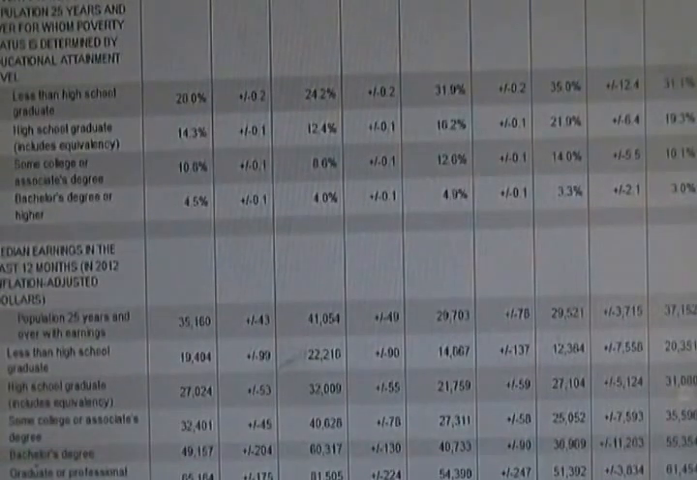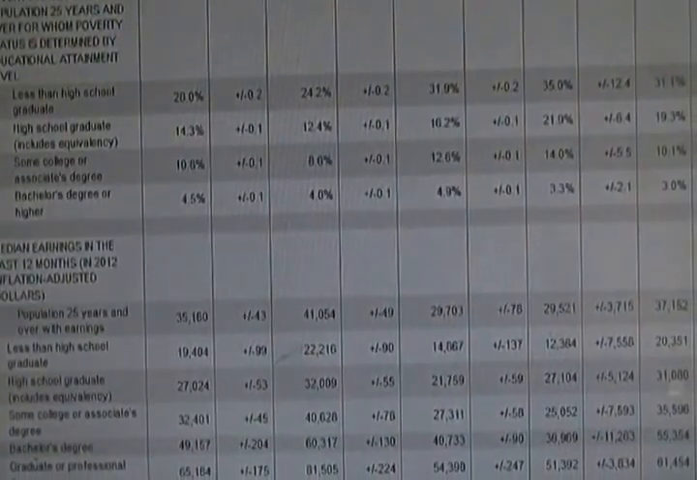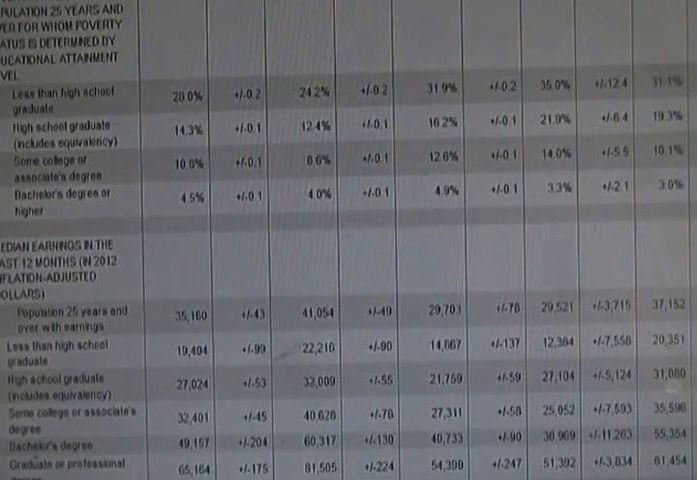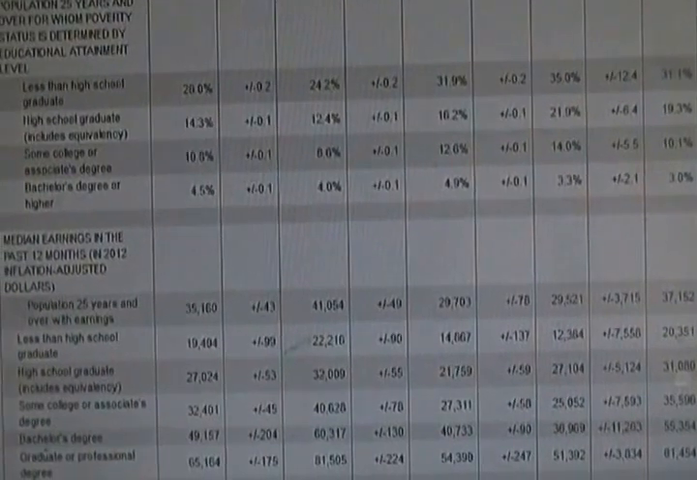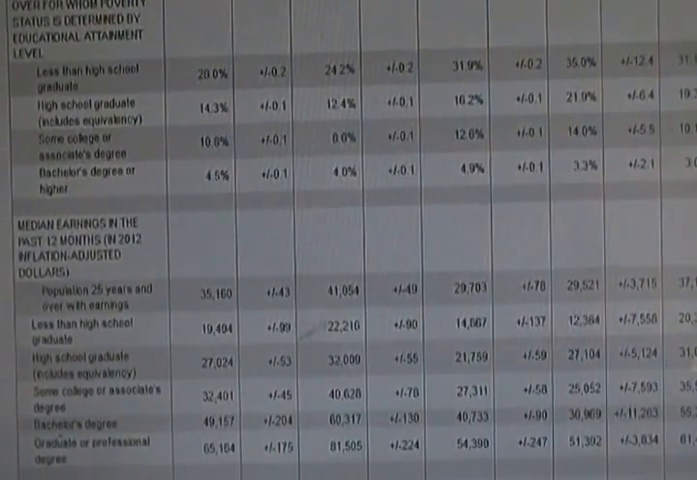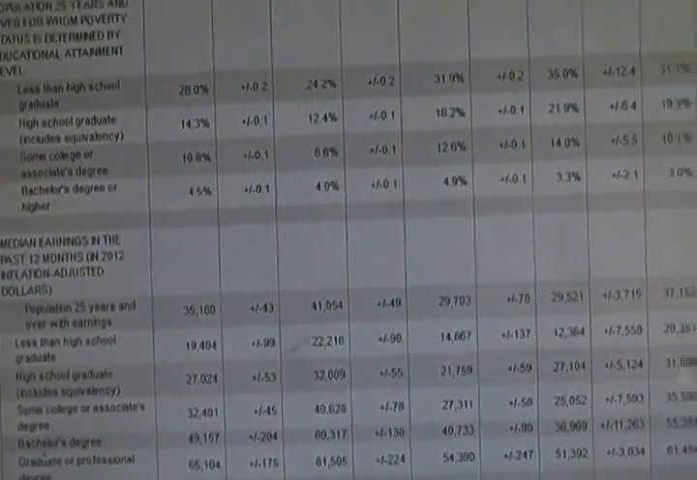Okay, we get 28.0 plus 14.3 plus 10.8 plus 4.5. That equals 57.6. That's a far cry from 100%. So we know we have data over here for 57.6% of the population.